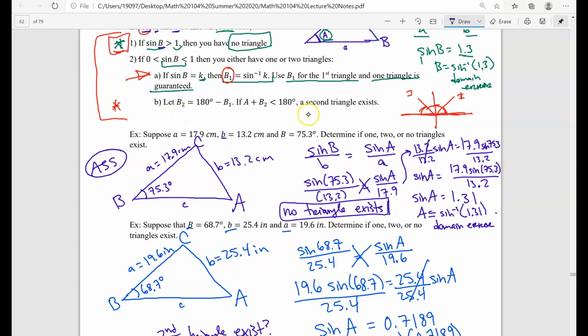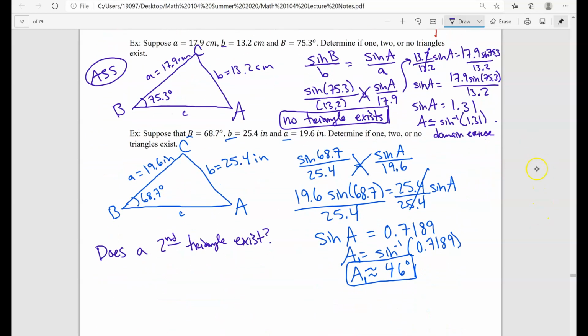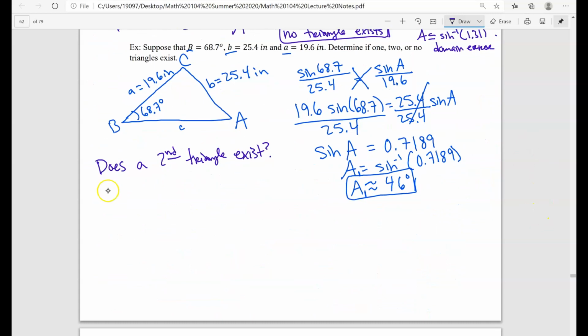So what you're going to do first is you're going to figure out B2, or your second angle, is to subtract 180 minus B1. So I'm going to take 180. So your A2 is going to be if I take 180 minus your A1 that you just figured out. So I'm going to take 180 minus 46. 180 minus 46, that gives me 134 degrees.